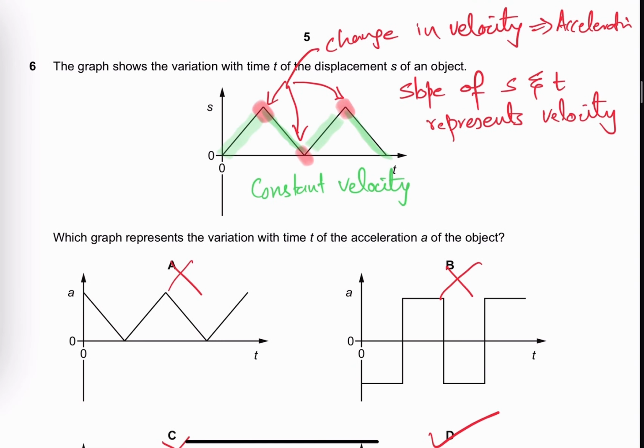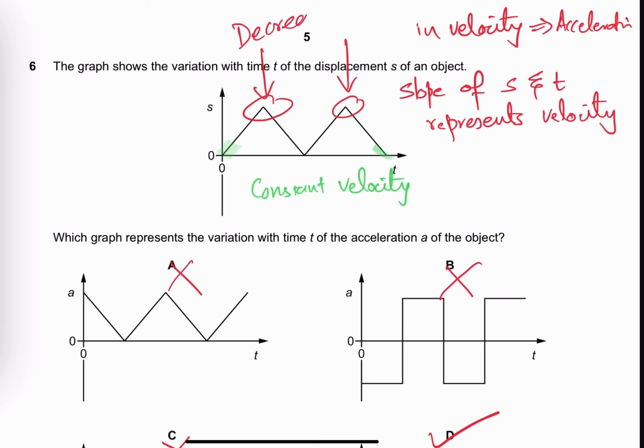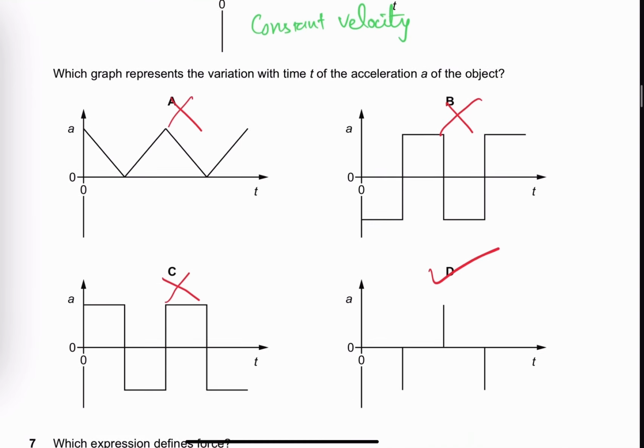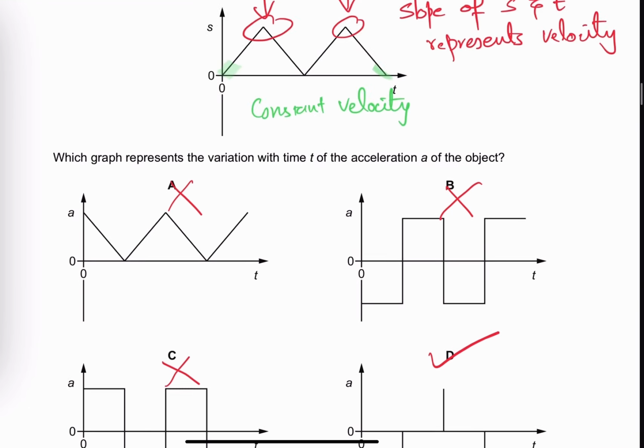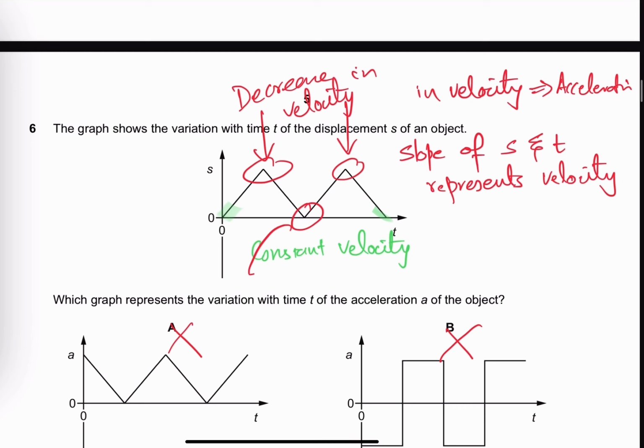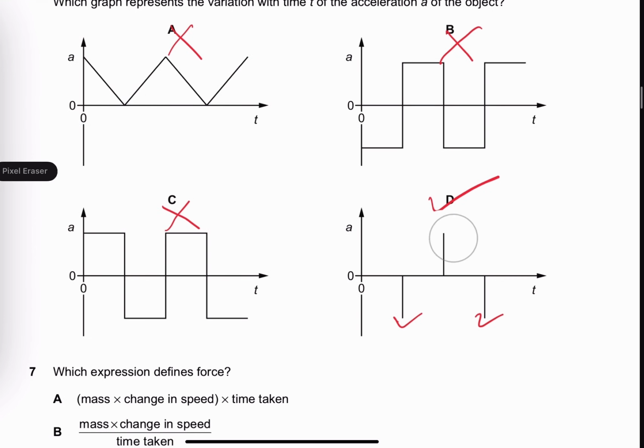And if you see, at these points there is a decrease in velocity, so it's a negative acceleration that is shown here. Okay, and at this point there is an increase in velocity, so it's a positive change, it's positive acceleration that is shown at this point.